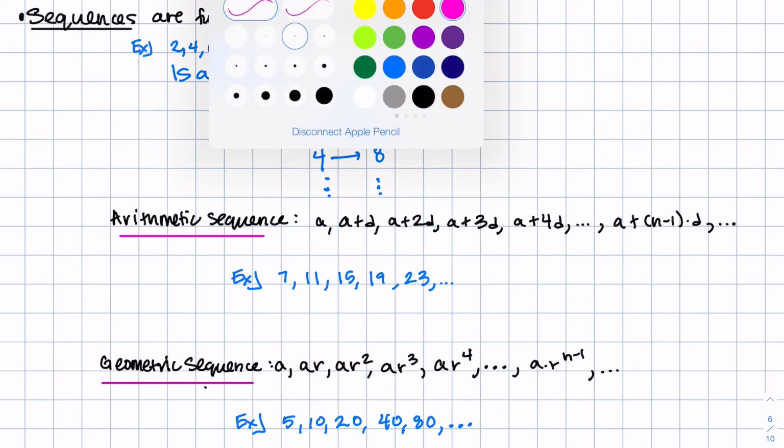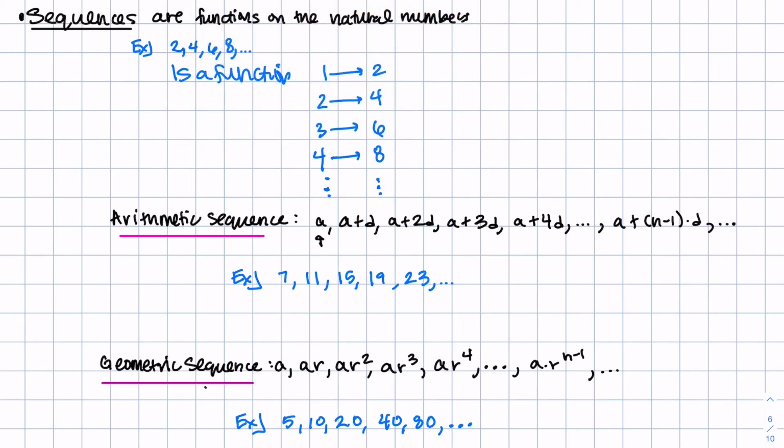So in an arithmetic sequence, we start off with what we'll call A, our initial term. And to get the second term in the sequence, I'm going to add some value D that I call my common difference. And so notice, each time I go up to the next term, I'm adding D one more time. So we go from A to A plus D to A plus 2D, 3D, 4D, and so on.